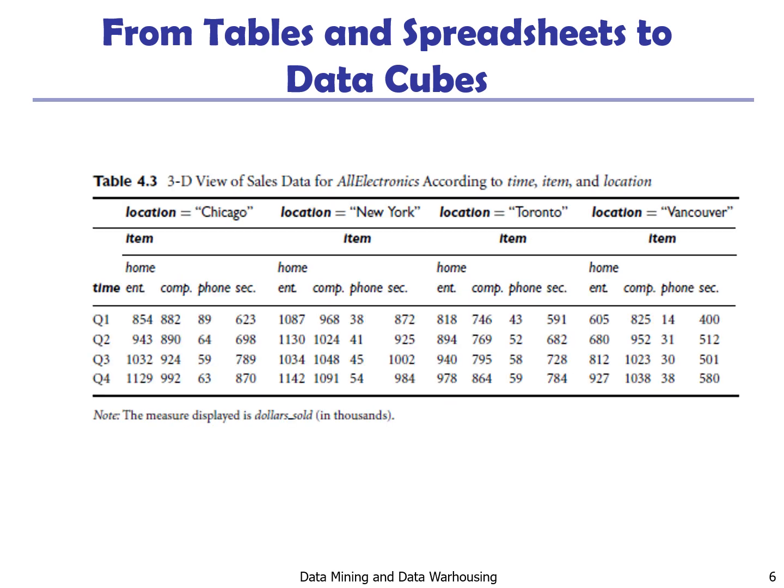This is a 3D view of sales data, and it's also showing a measure of dollars sold. So these numbers represent dollars sold. And here it's a 3D because the location here is showing multiple locations. So we have Chicago, New York, Toronto, and Vancouver. And for each one of them, we're showing based on items and based on the time dimension. So we have three dimensions here: location, item, and time, and the intersection is the dollars sold.